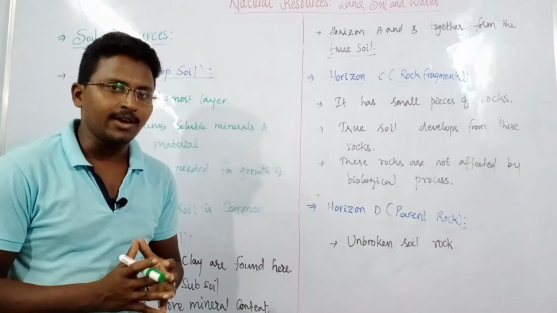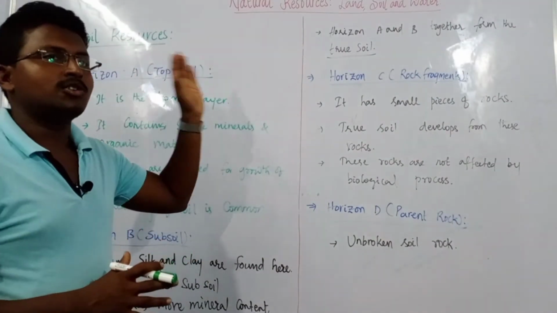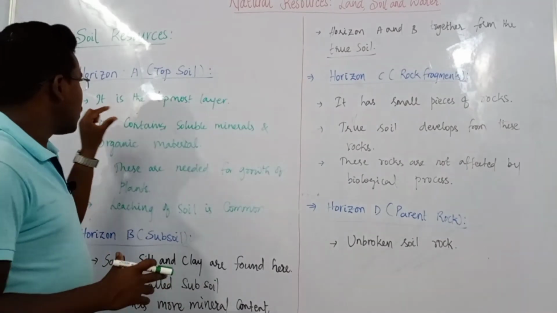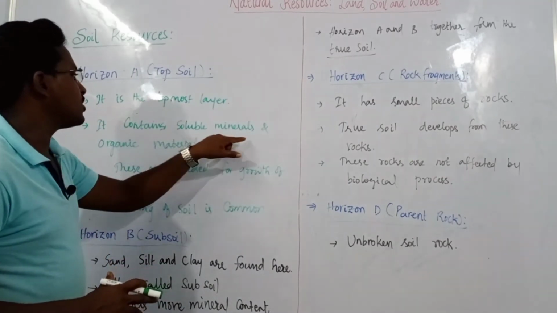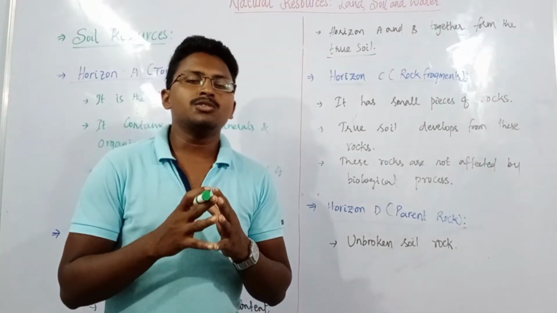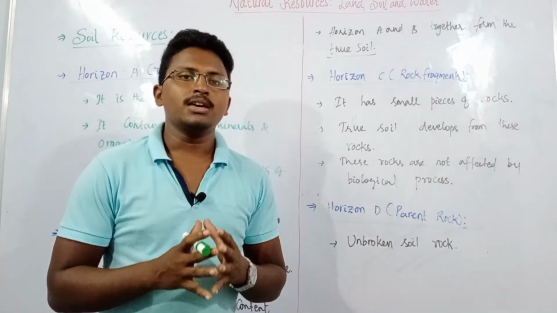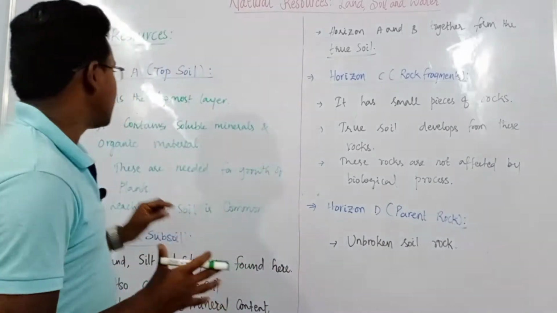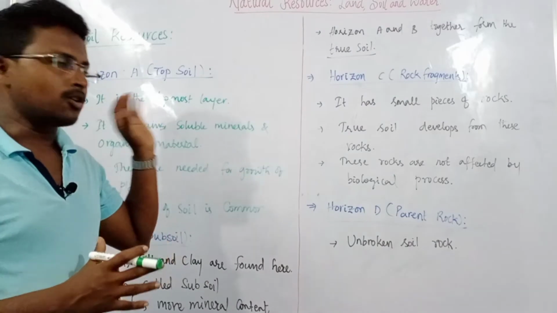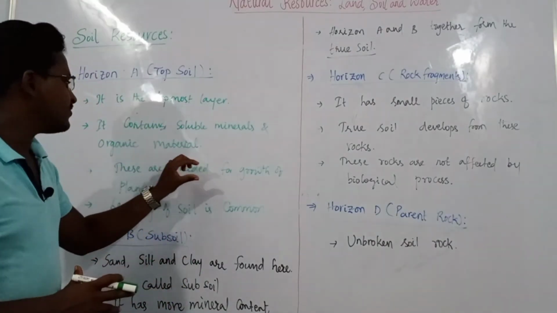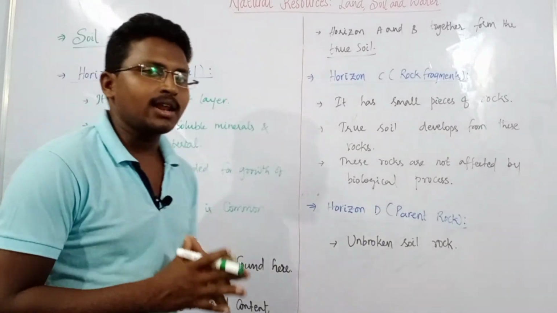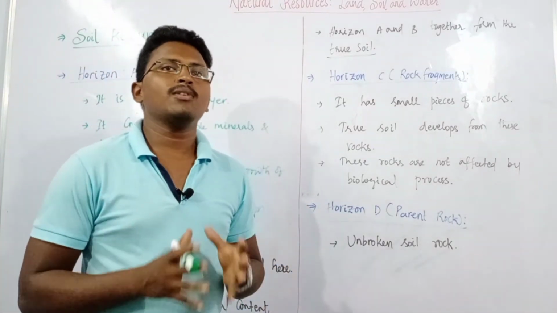This horizon A we may also call the top soil. It is the topmost layer of the soil, and it contains soluble minerals as well as organic material. Soluble minerals means those minerals which can be dissolved easily in water. These are present in the top soil, and they are highly required for the growth of plants.